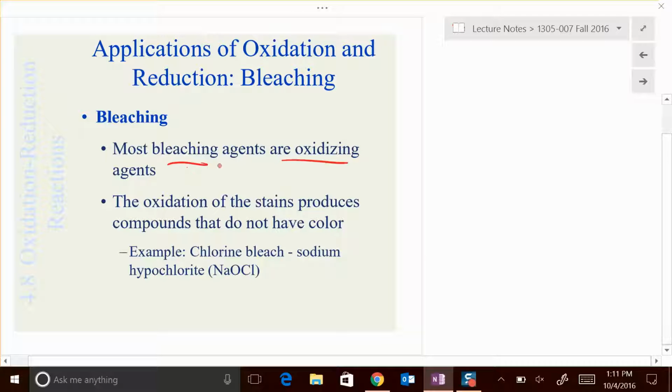Bleach is an oxidizing agent. It causes things to become oxidized. And that's how they lose their color, because it oxidizes those things and they lose their color.